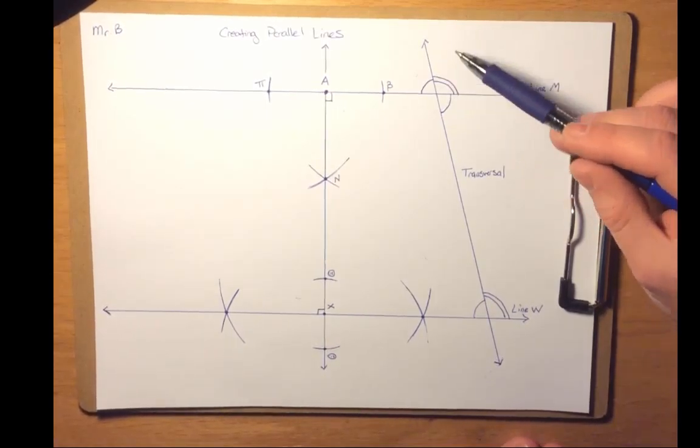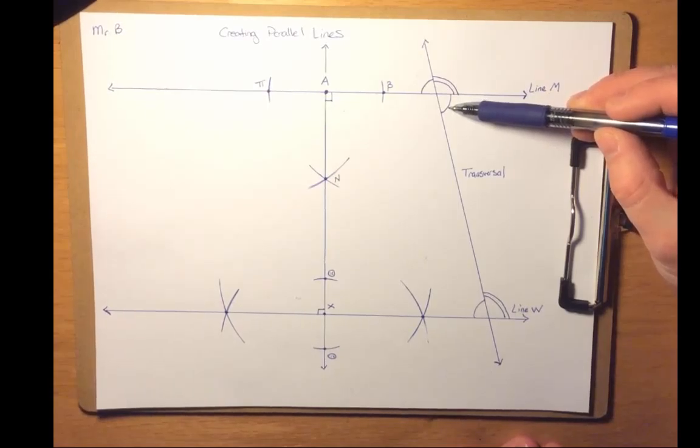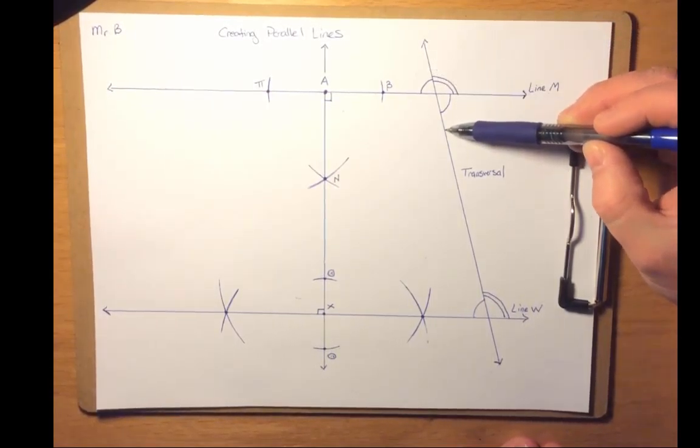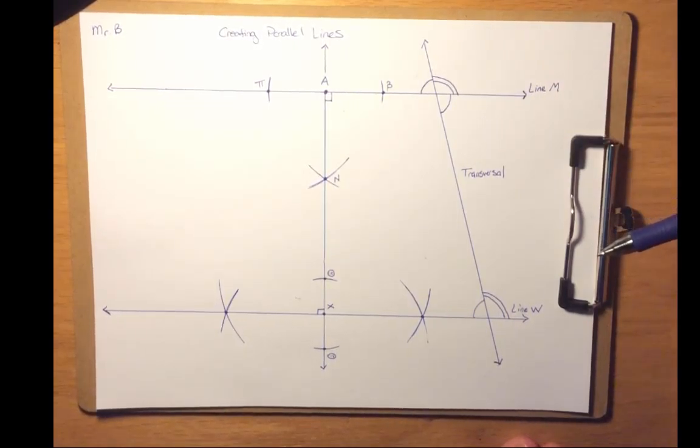This one and this one, when added together, are 180 degrees, because it would go from here to here and it'd be one full semicircle.